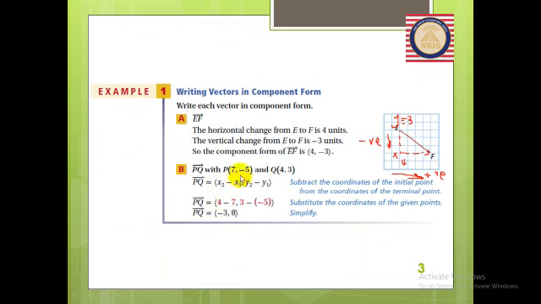4 minus 7, because we're going to subtract starting from the ending point. Again, terminal point minus initial point. So 4 minus 7 will be negative 3. And 3 minus negative 5, minus a negative, it will be positive. So 3 plus 5 is 8.